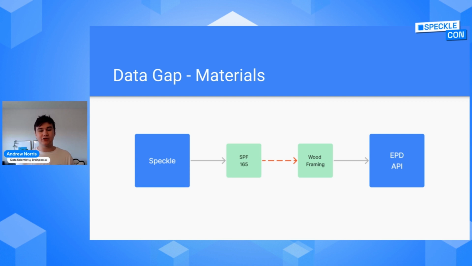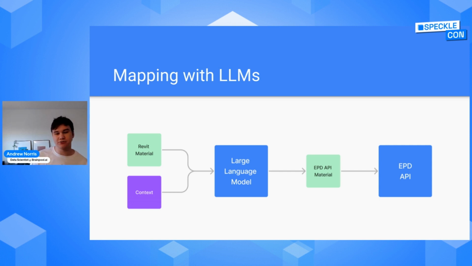We want to use large language models to interpret those material names and then be able to map them to categories. And the way we do this is we take the material that we've gotten in Revit and Speckle, and we provide context to it. So we have an external context database that can help the large language model infer what SPF 165 is. And then we can send that inferred material type to the EPD API and get back our carbon costs for it.